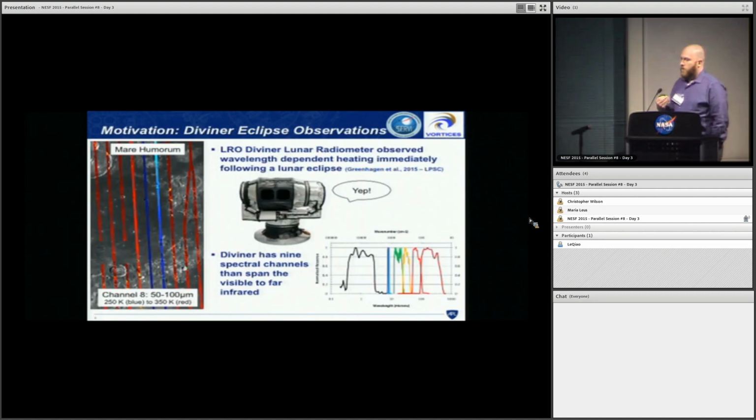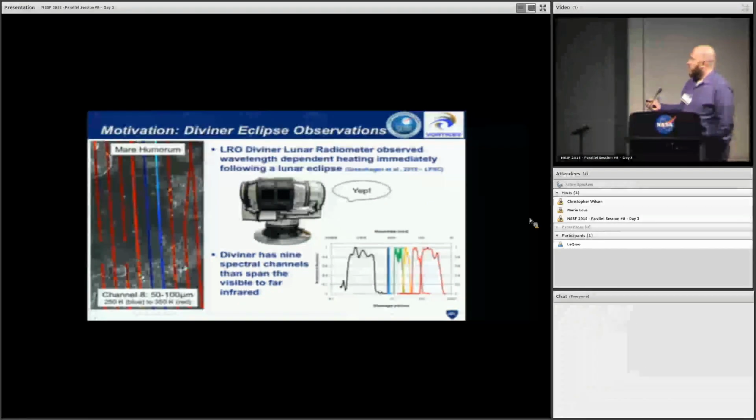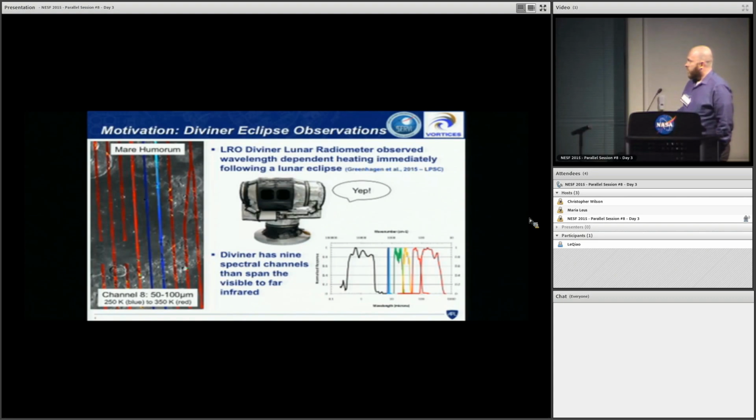So the motivation for this lab study was the Diviner eclipse observations. We reported at LPSC a few months ago that Diviner saw wavelength-dependent heating immediately following the lunar eclipse in the orbit after the surface had warmed up. And this was really exciting because this is the first time we've really been bringing to bear Diviner's multispectral nature to looking at spectral thermal emission like this, especially during the eclipse.